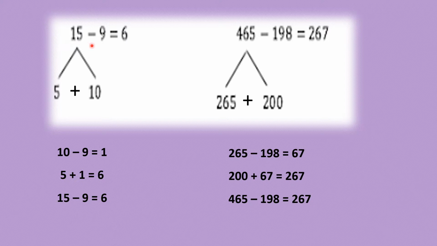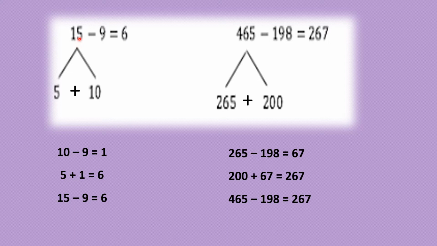15 minus 9. The easy way which you have been doing for so long is that you simply subtract 9 from 15 and you get 6. That's the most direct way you use in maths. But let's use a particular method. Whenever you are asked in a question to explain your method, you need to state a particular method. So what is the method for subtraction?